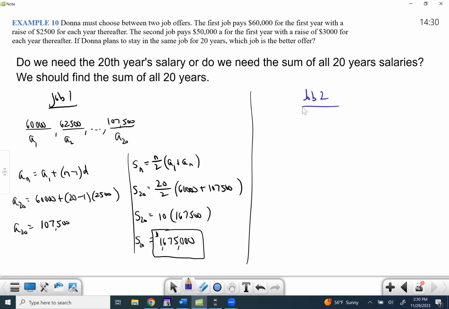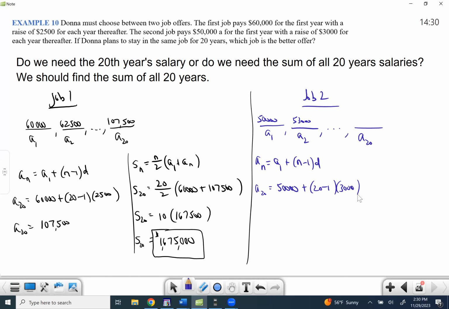So for job 2, it pays 50,000 the first year. And then it goes up by 3,000. Again, what we're missing is how much she is going to be making that 20th year. So we're going to use this formula, rinse and repeat from what we just did, guys. All right, so we want the 20th term. The first term this time is 50,000. It's still going to be 20 minus 1, but the common difference this time is 3,000. So I'm going to put that into the calculator.